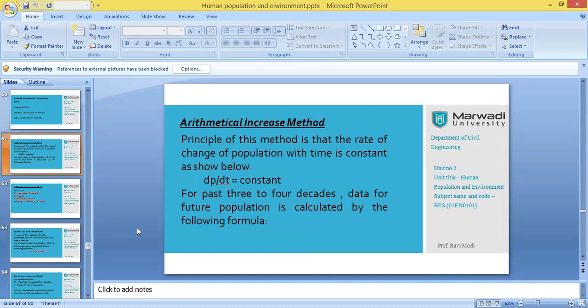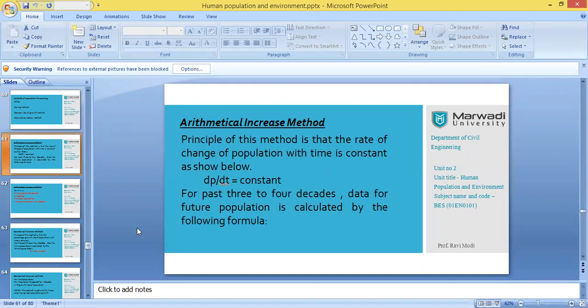So the simplest method is the arithmetical increase method. The principle of this method is that the rate of change of population. Now in your mathematics class you must have already used this type of equation: rate of change of population with respect to what? With respect to time. That is why we have d by dt. d by dt of what? It is a function of population. So dP/dt is a constant value. That is already mentioned earlier.